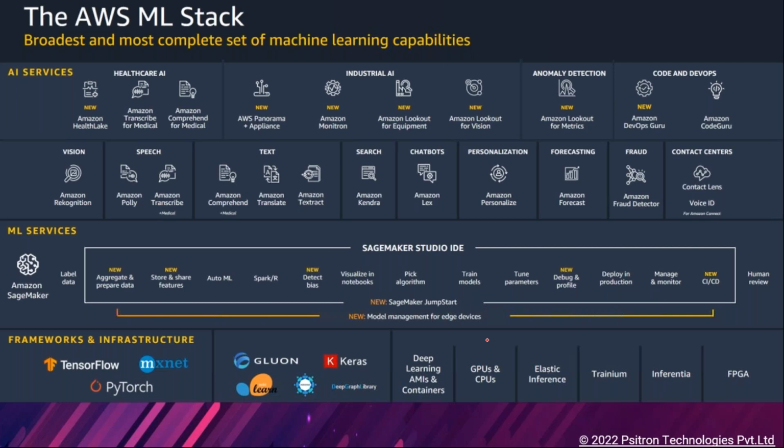Let's get started. When it comes to the AWS ML stack, we can categorize it into three things over here: AI services, ML services, and frameworks and infrastructure. So what exactly are AI services here? As I mentioned already, AI is a final end product, isn't it right? So AI services here in AWS are ready-to-use services, ready-to-market services otherwise.